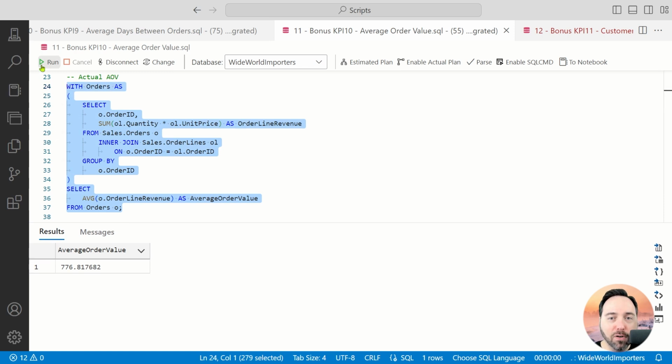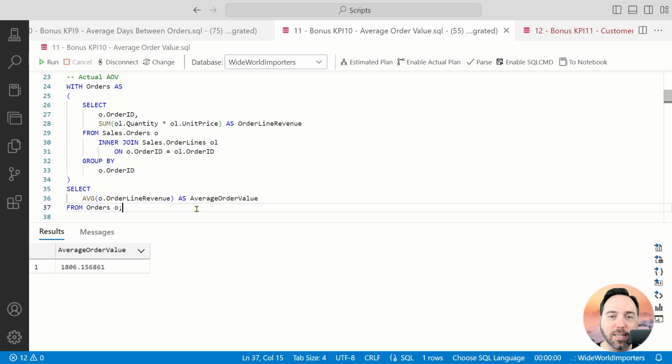Now the average order value is $1,806.16, and that helps explain why incentives kick in at $2,000, yet most sales reps regularly get incentives. It's not that everyone's a wizard, it's that the incentives are actually pretty easy to meet.